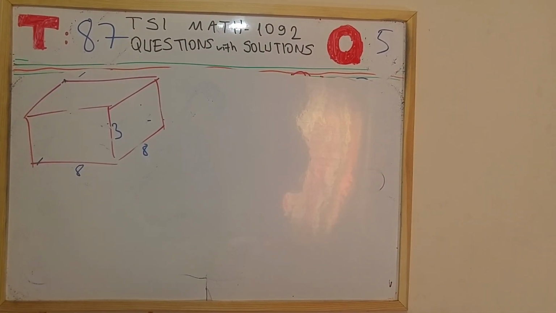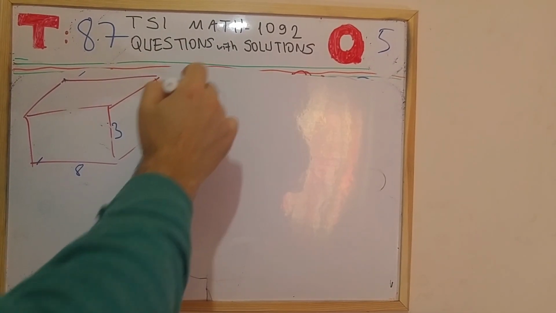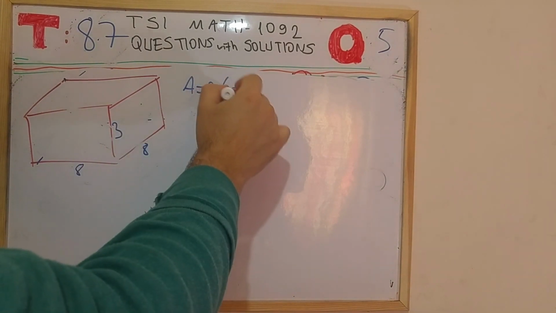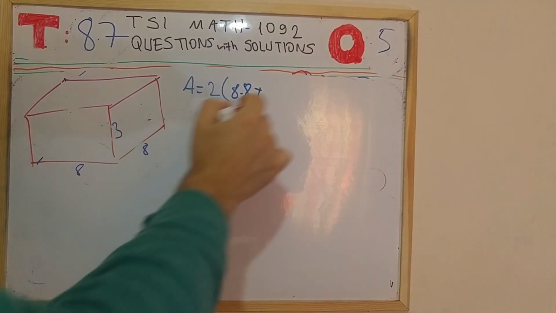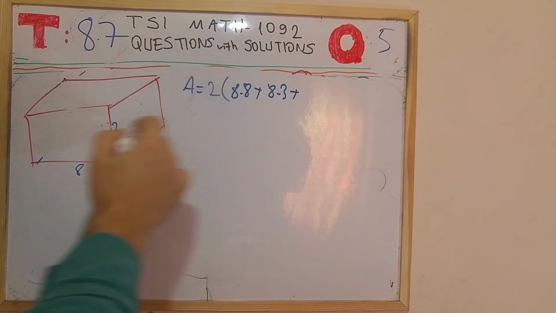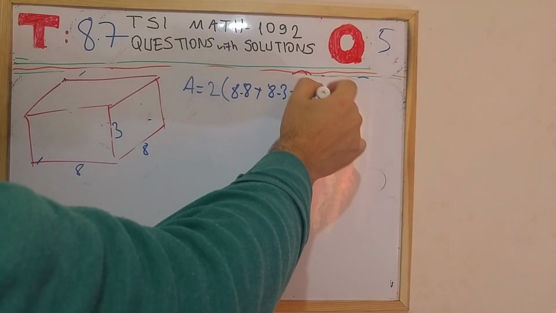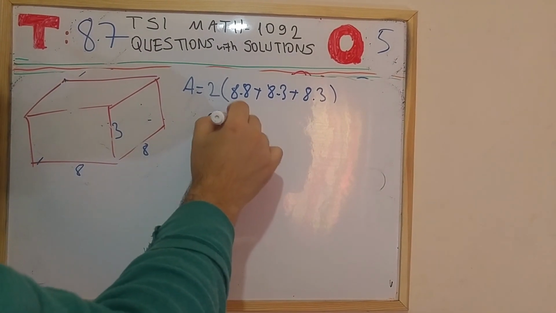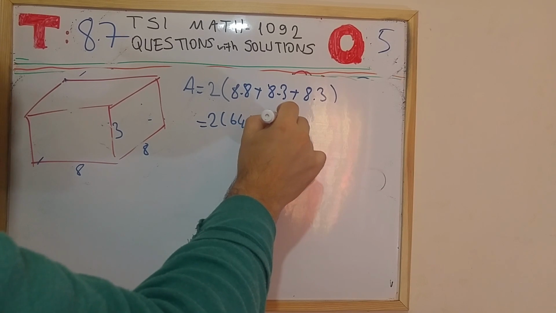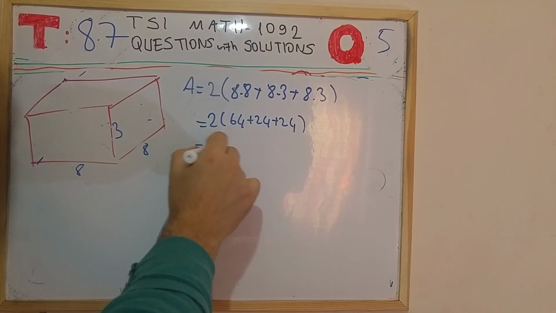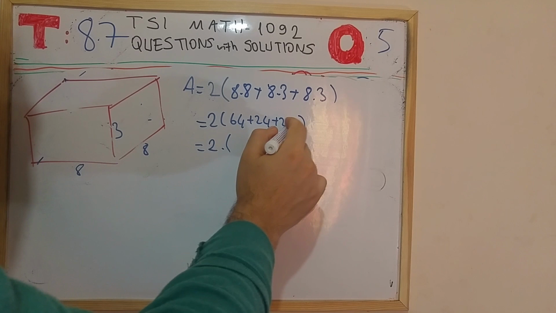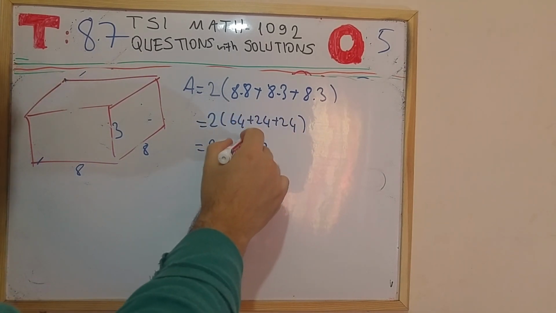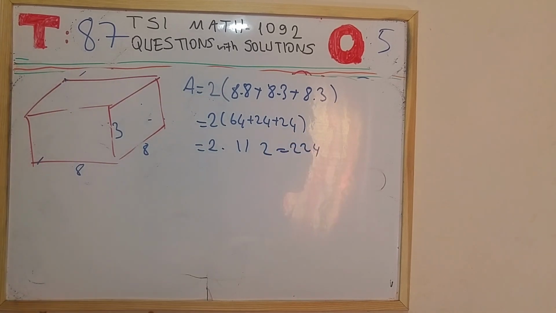This time the base is a square, so we can say again the area is equal to 2 times 8 times 8, plus 8 times 3, plus again 8 times 3, since the third dimension is equal to 3. And this is equal to 2 times 64 plus 24 plus 24. And this is equal to 2 times 112, which is equal to 224.